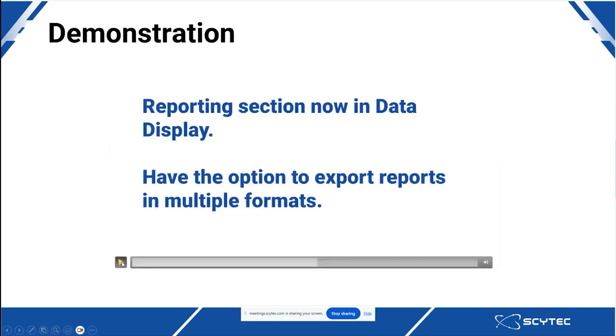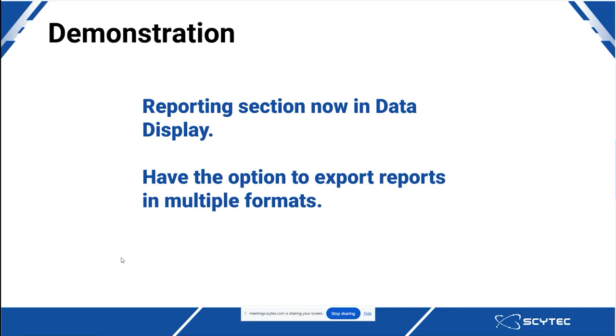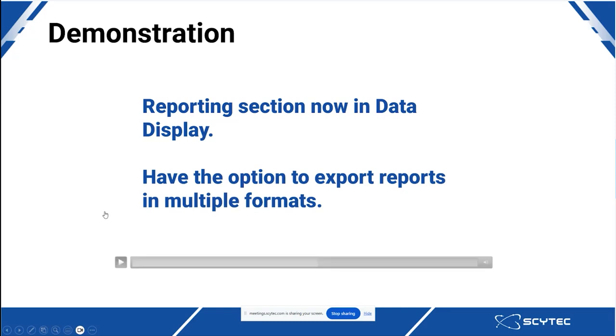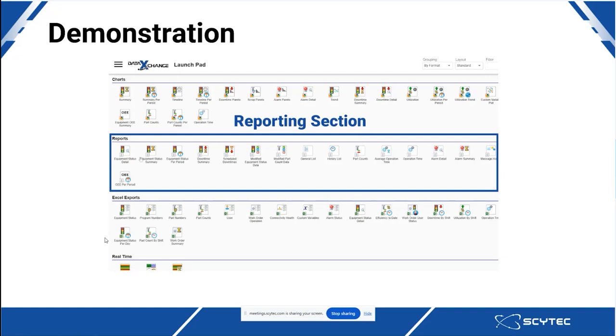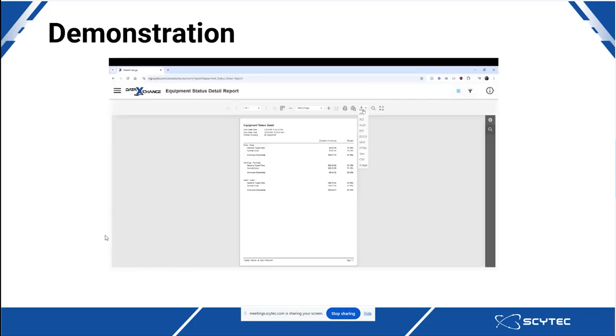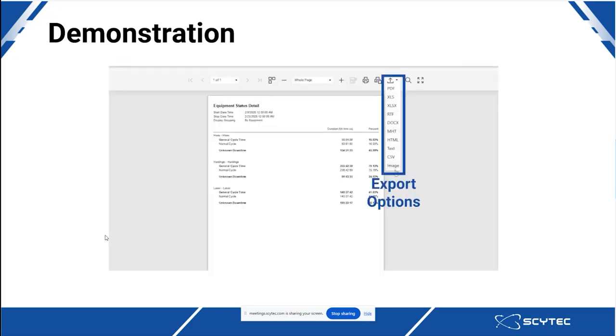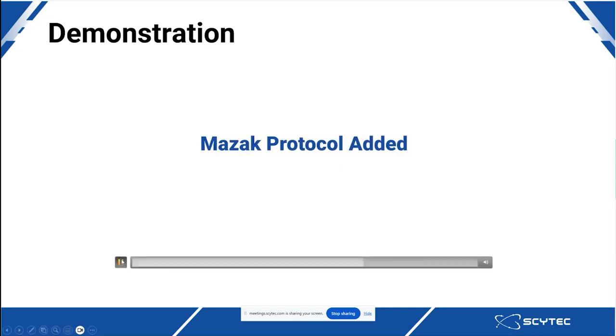So one of the other big releases or new features inside of this upcoming release for Data Exchange is the reporting section that was previously found in the desktop configuration application is now inside of data display. And you have the option to export your reports in multiple different formats. So the reporting section you can find there in the center of your data display launchpad. And if you go and you click on one, you can see the different exporting options that you have there. So we have, the most common one is a PDF.